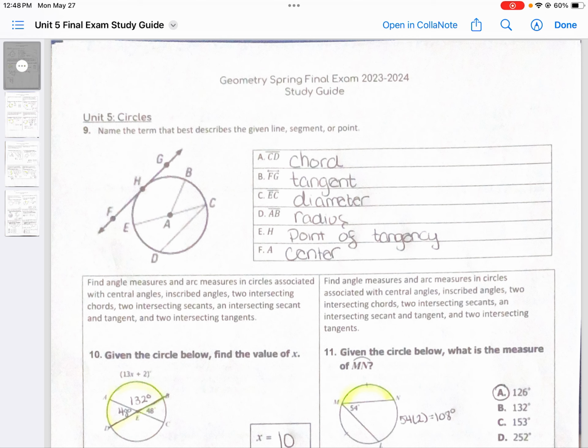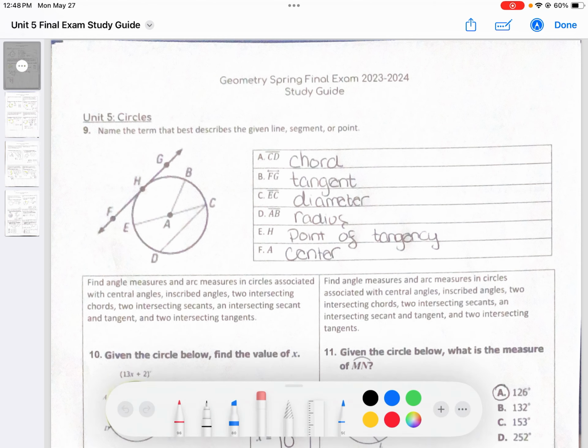AB is the radius. Remember, a radius is the distance from the center of the circle to the edge of the circle. Doesn't matter if it's A to B or A to H, A to C, A to E, A to D. Those are all radii, all different radius. A radius is the distance from the center of the circle to the edge of the circle. And the radius is always half of the diameter. Hint, hint.